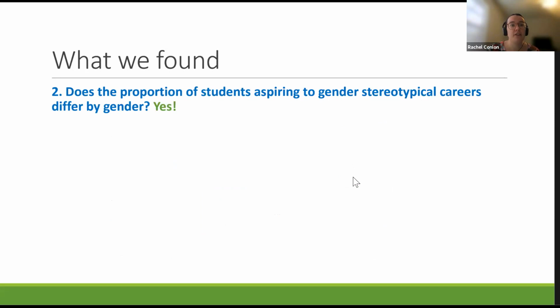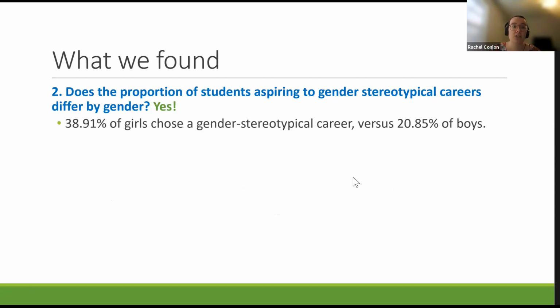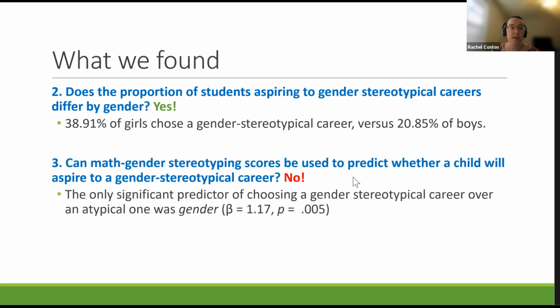So we also found that the proportion of students aspiring to gender stereotypical careers differed by gender. So almost 40% of girls chose a gender stereotypical career versus about 20% of boys. And then lastly, we tried to predict gender stereotypical career choices from math gender stereotyping, and we couldn't do it. So the only significant predictor in our model of choosing a gender stereotyped career over an atypical one was gender, as we might have expected from our results from the second question.